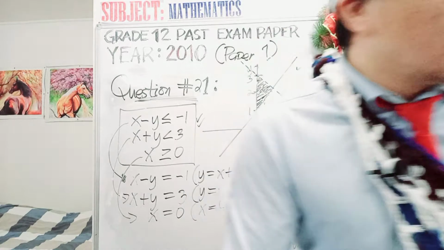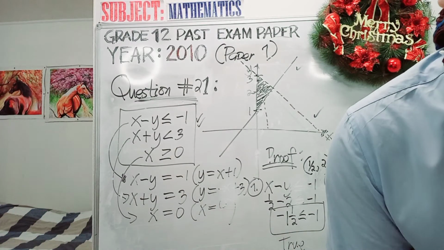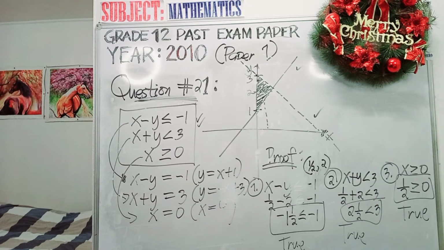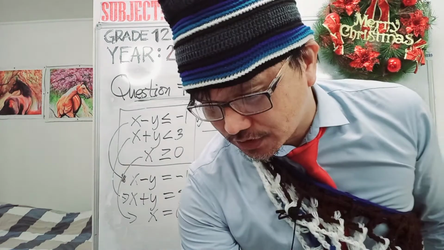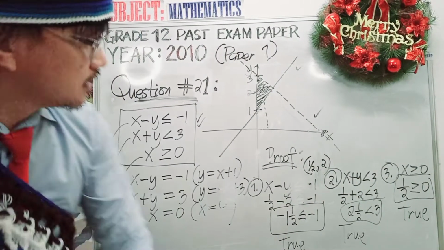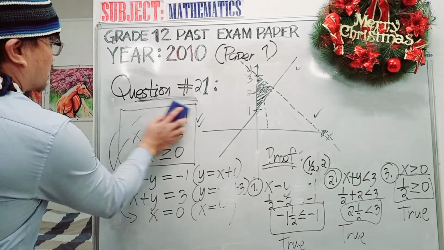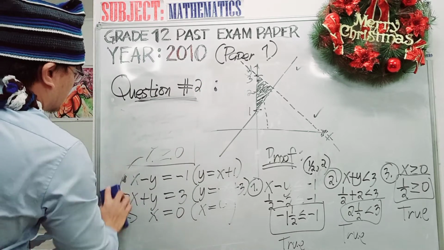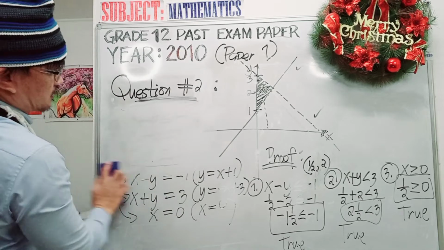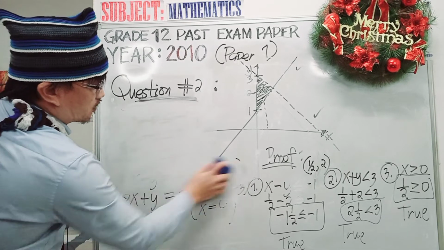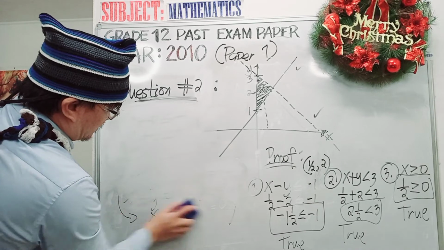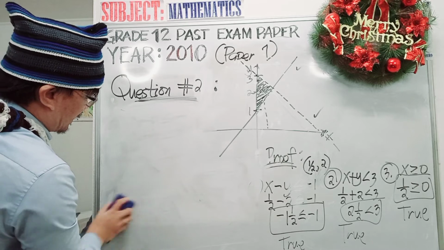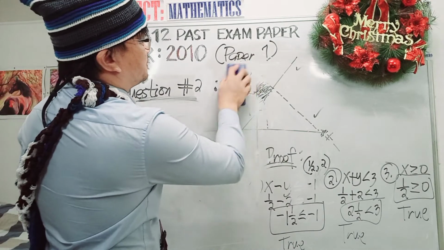Let me first erase the question here on the board, which is question number 21. So we are now moving to question number 22. Get ready on the linear function. This is finding the equation of a straight line which is perpendicular to the line given the points.